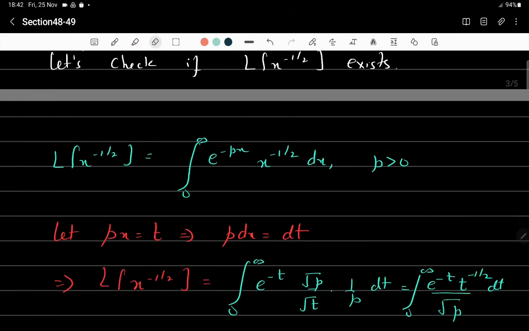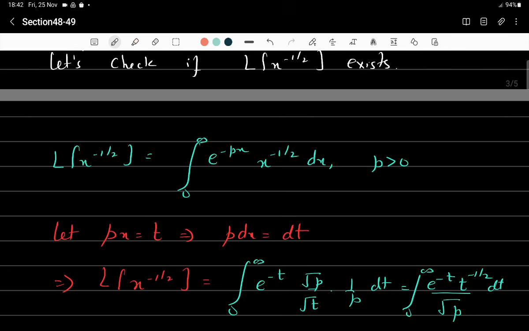e raised to the power minus t, then root p by root t, which is 1 by root x. And dx is 1 by p dt. If you simplify it, you reach here. Mainly the integral is e raised to the power minus t times t raised to the power minus half dt. And now again you are stuck. What's its value?